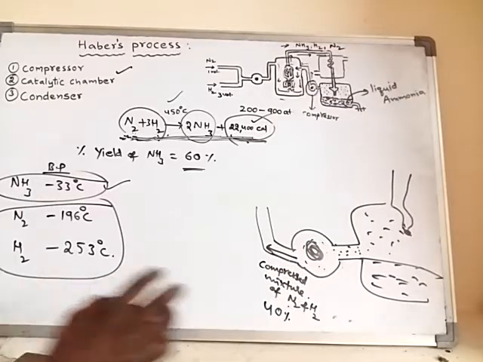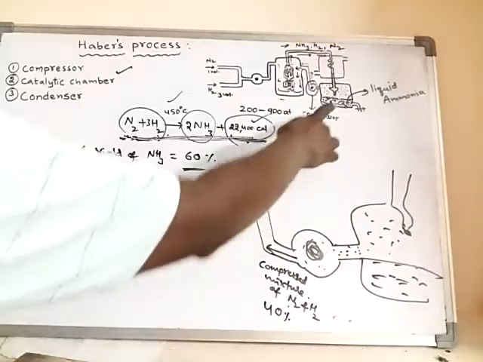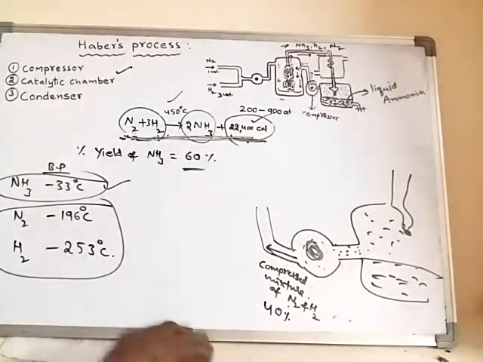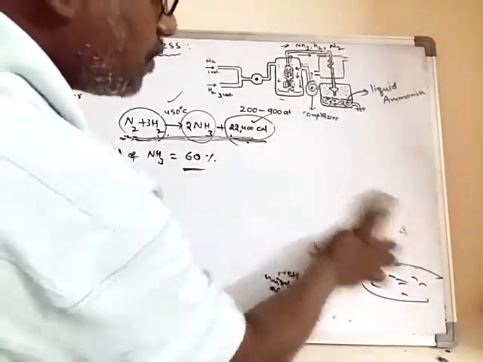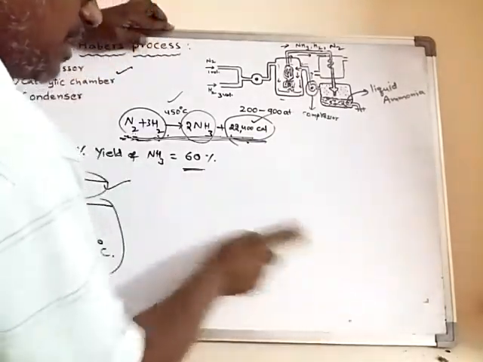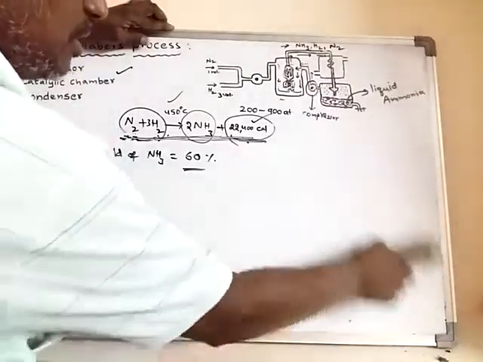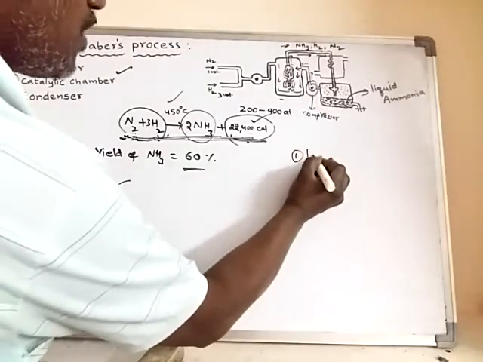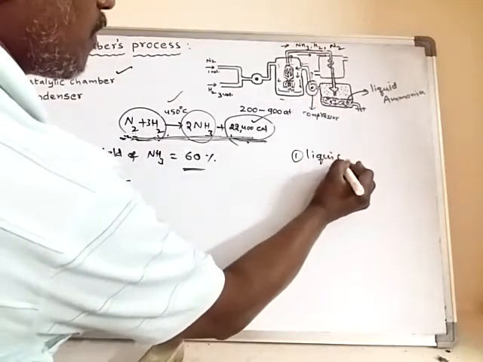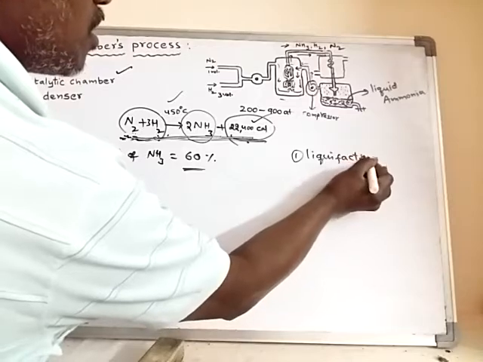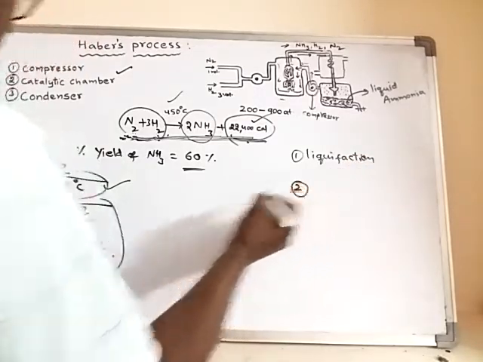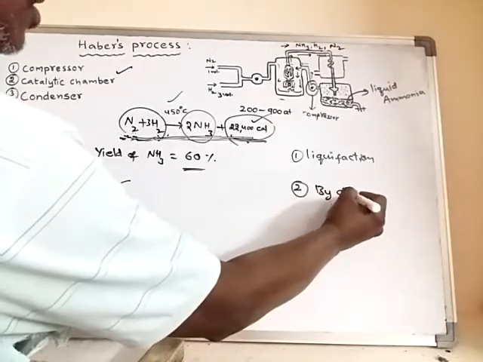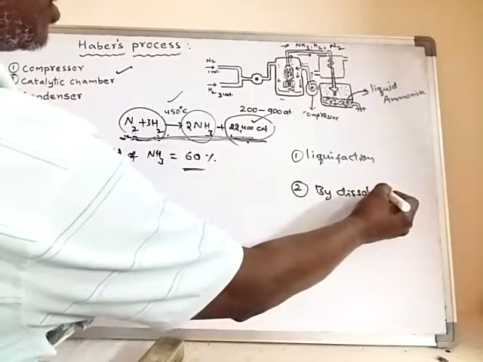Okay, see here, the gaseous mixture is converted into liquid by two processes. One process is the liquefaction process. The gaseous mixture will convert into liquid ammonia by one process known as liquefaction. And another process, what is the other process? By dissolving in water.